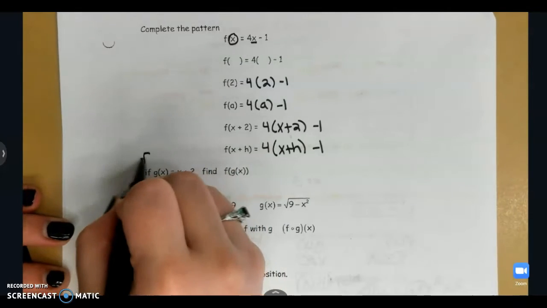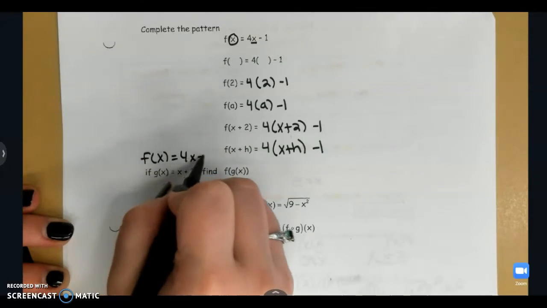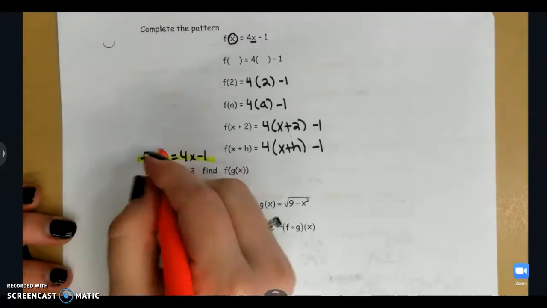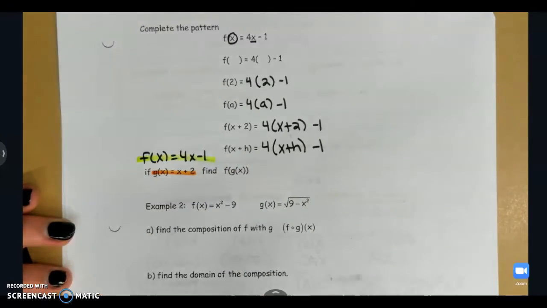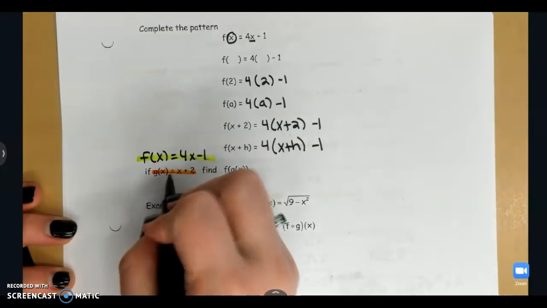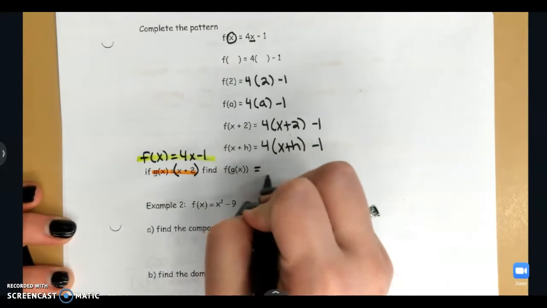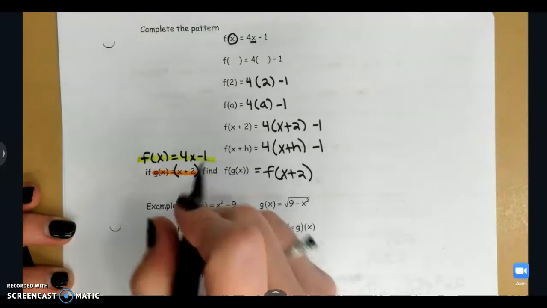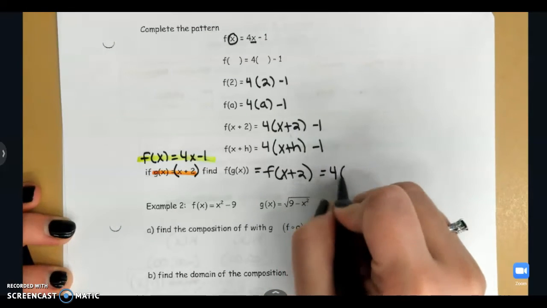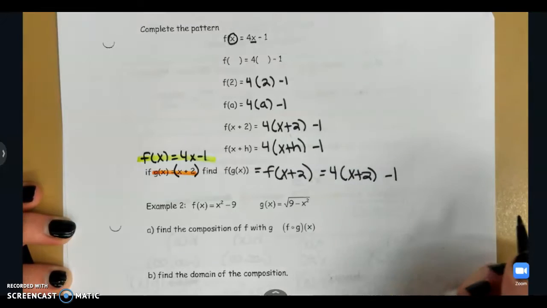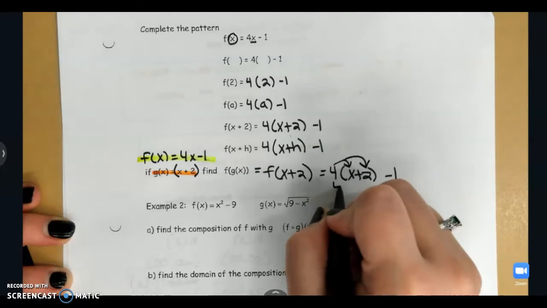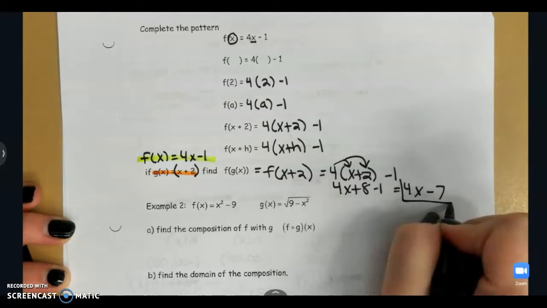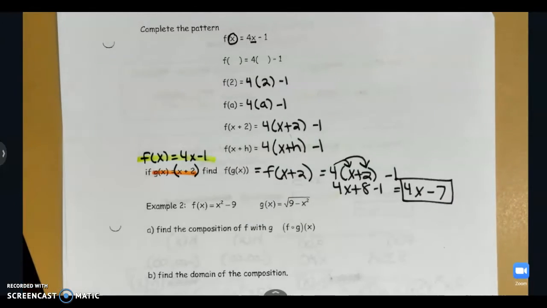So again, remember, f of x is 4x minus 1. If I'm told g of x is equal to x plus 2, and I want to find f of g of x, that means I'm going to be finding f of x plus 2, which means I'm going to plug in x plus 2 to my function f of x. And so you'll distribute your 4 and combine like terms. So it's not quite as hard as it appears, but let's practice some more.